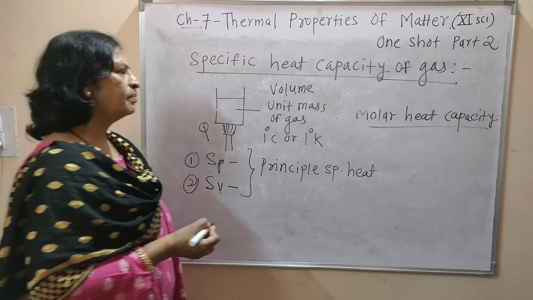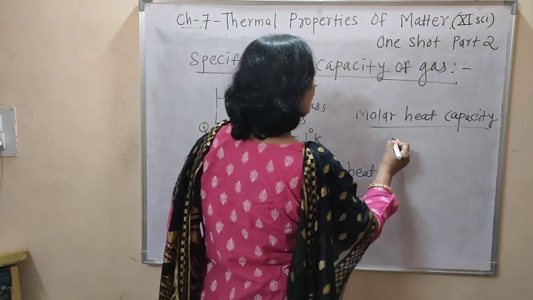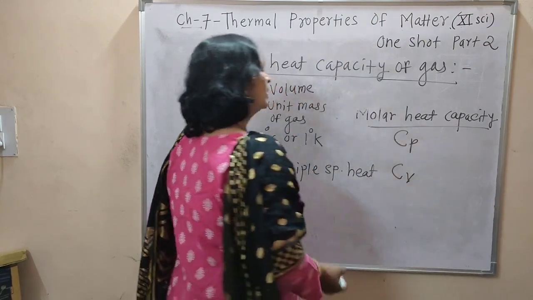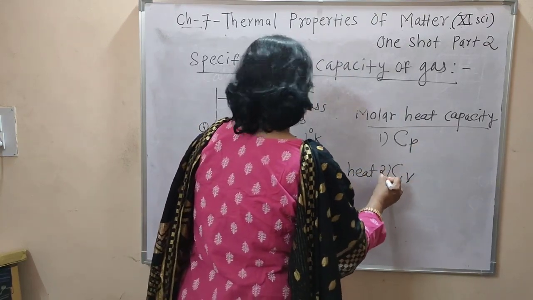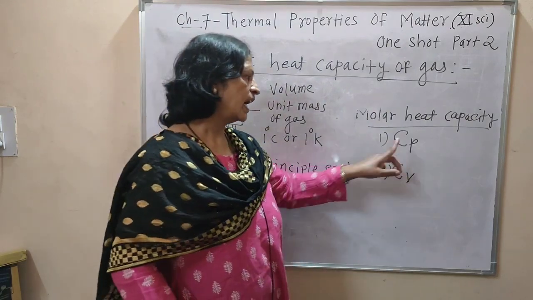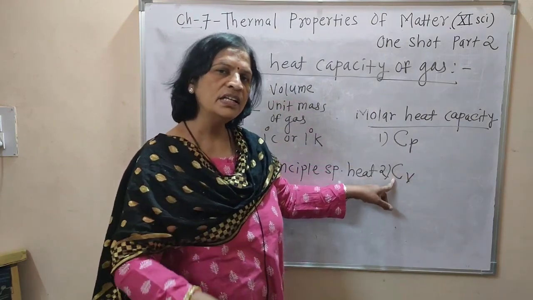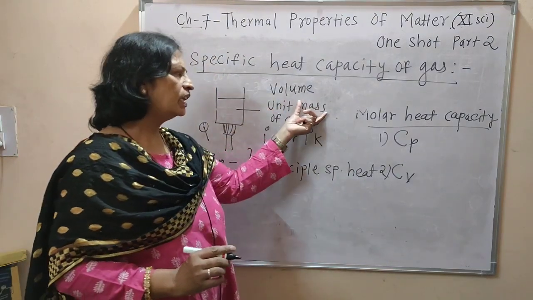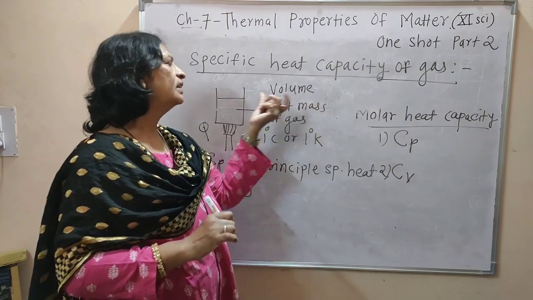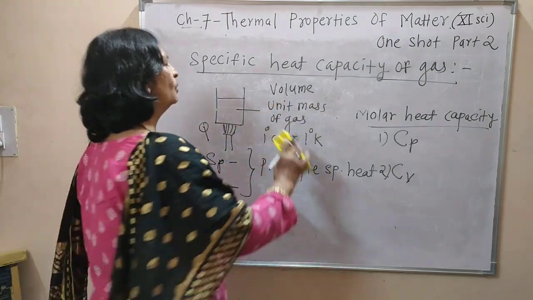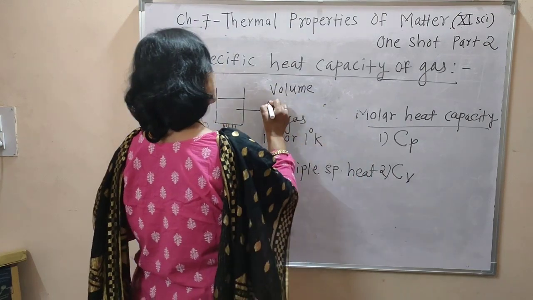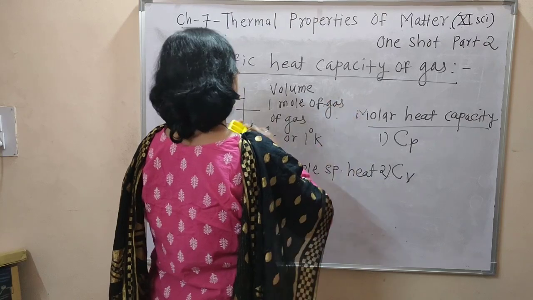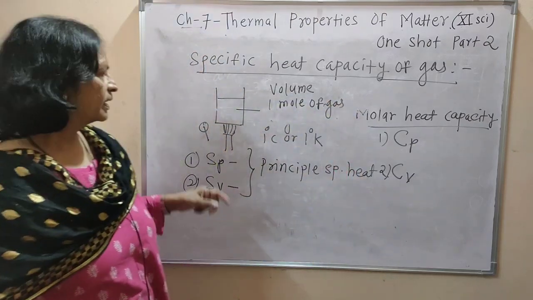Now we have to define molar specific heat, and it is denoted by Cp and Cv: molar specific heat at constant pressure and molar specific heat at constant volume. Only you have to change the condition. Instead of unit mass, you have to consider 1 mole of a gas. For molar heat capacity, you have to consider 1 mole of gas.